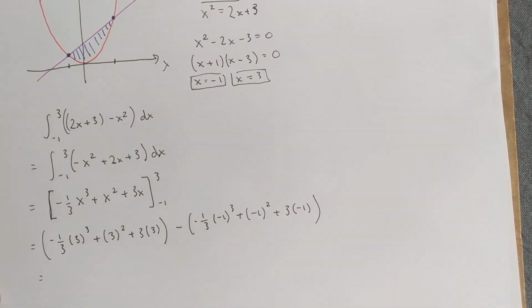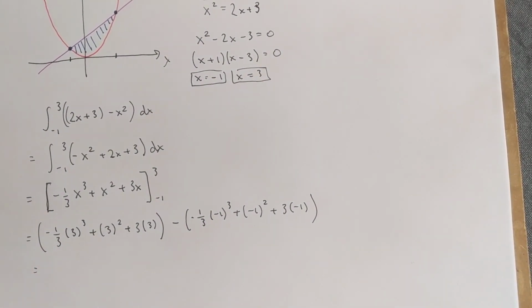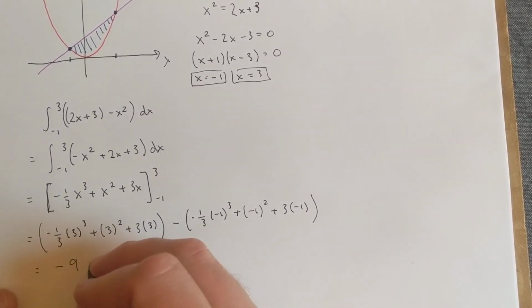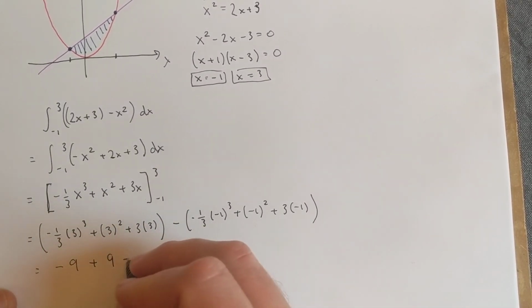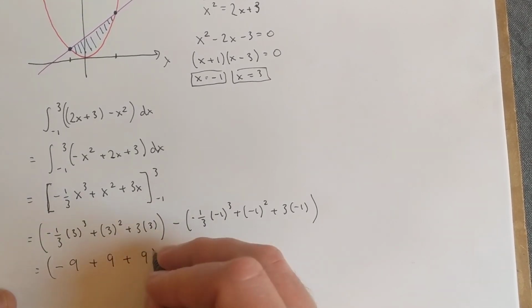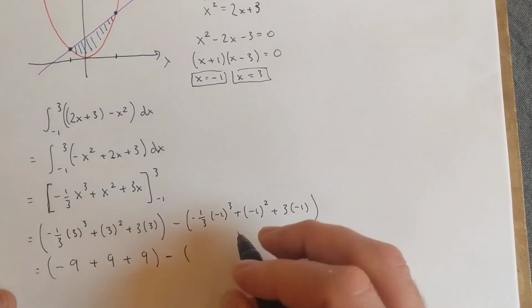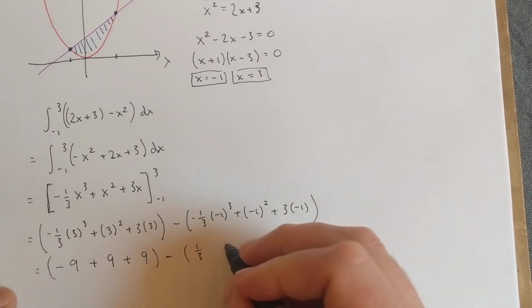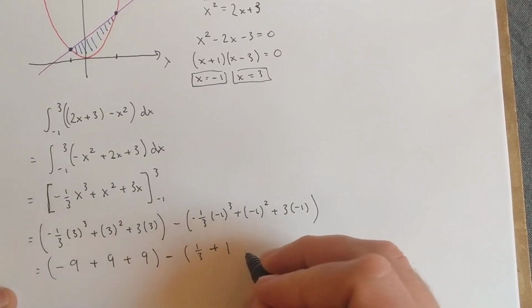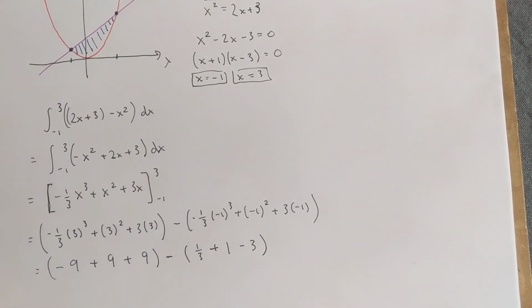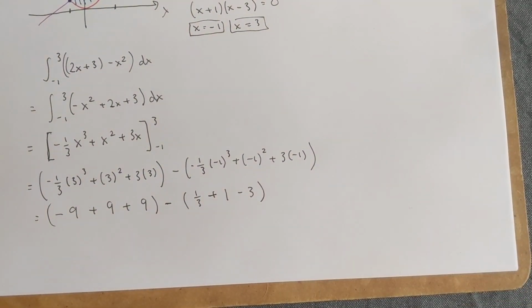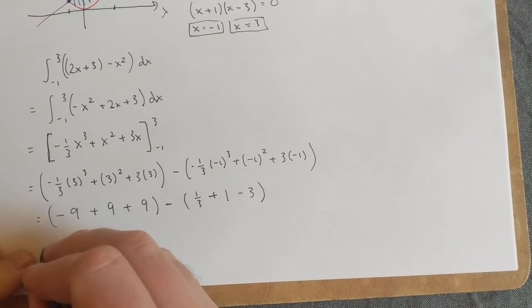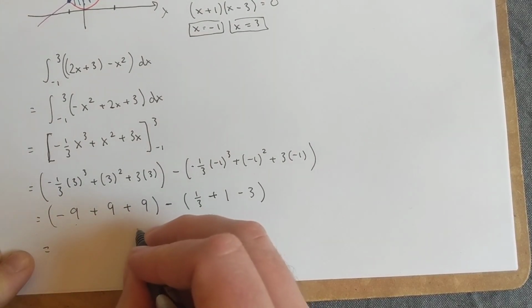And so, 3 cubed is 27, then divided by 3 is 9, so I'm going to get negative 9 plus 9, 3 squared, then plus 9 again. Then over here, negative 1 cubed is still negative 1, so I'll get positive 1/3. Negative 1 squared is 1, and I get minus 3. Okay, so what are these? So this is just 9, right? Because I have a negative 9 plus 9, that cancels, and so I have 9.